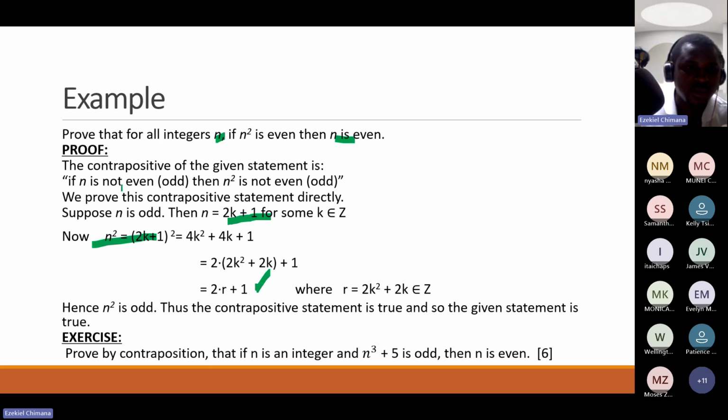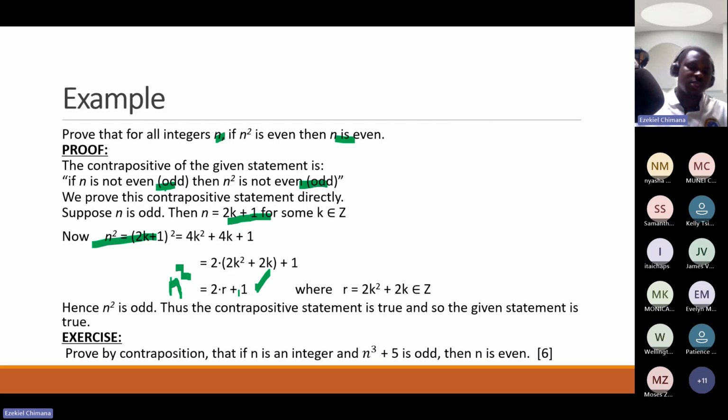Why? Because we've said if n is odd, then n squared is odd, right? If n is odd, then n squared is odd. We put our n as odd here, and then we get n squared here. n squared is an odd number, which is true. So we can clearly see that by contrapositive, the given statement was true. So that's how you answer the question using proof by contraposition.